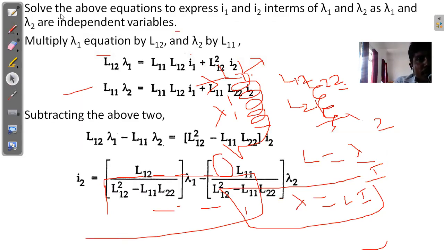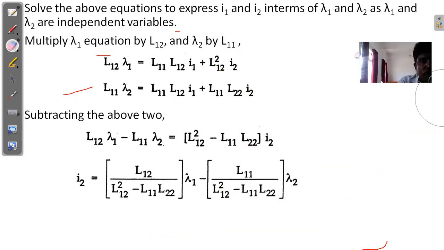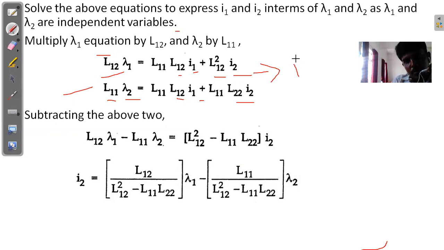So from this equation, we multiply with L12 and L11 in both the equations. In the first equation, we multiply with L12. So we get L12 into lambda 1 equal to L11 into L12 into I1 plus L12 square into I2. Similarly, for the other equation, multiply with L11 on both sides. So we get L11 into lambda 2 equal to L11 into L12 into I1 plus L11 into L22 into I2. So that is for equation number 1 and equation number 2.